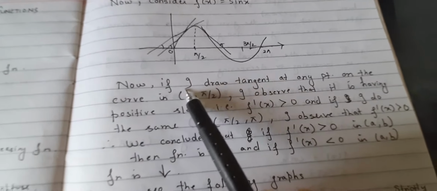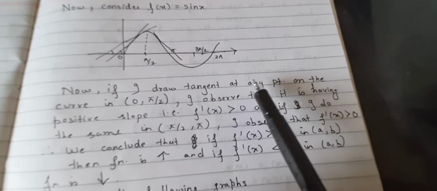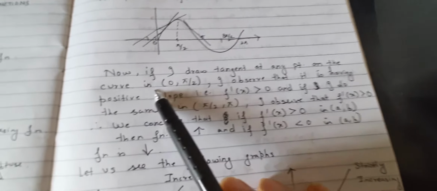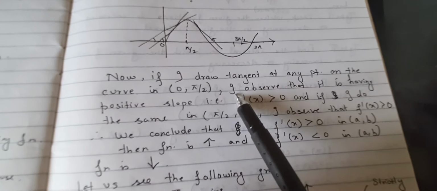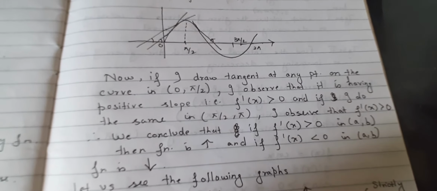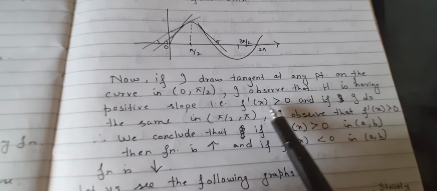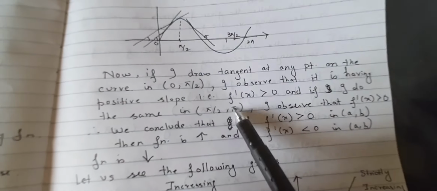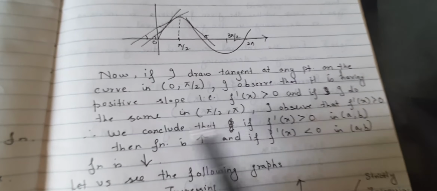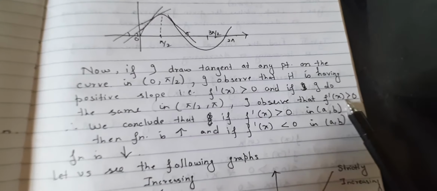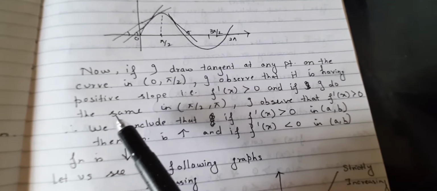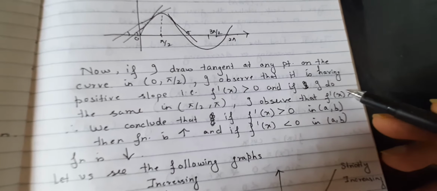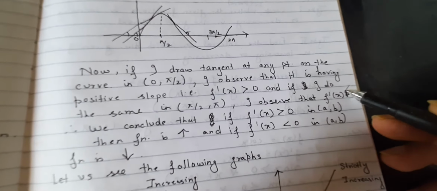Now if I draw a tangent at any point on the curve in 0 to pi by 2, I observe that it has a positive slope. Positive slope means what? That is, f dash x is greater than 0. And if I do the same in pi by 2 to pi, I observe that over here f dash x is less than 0.